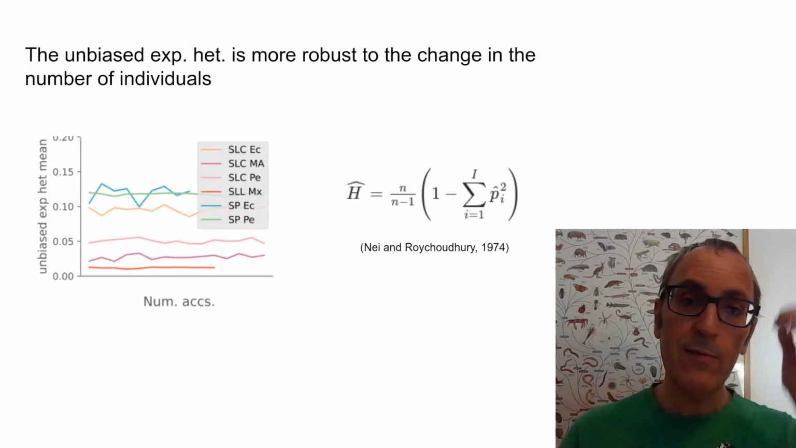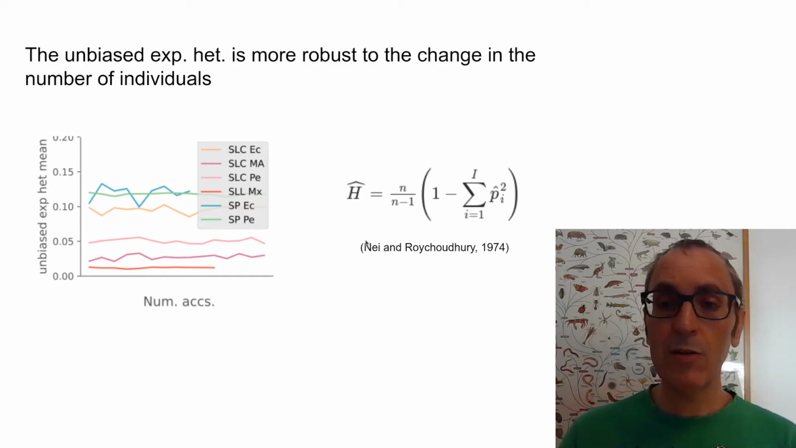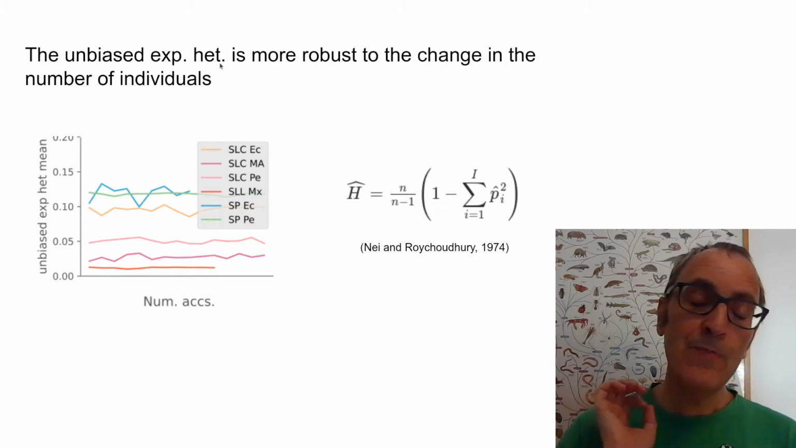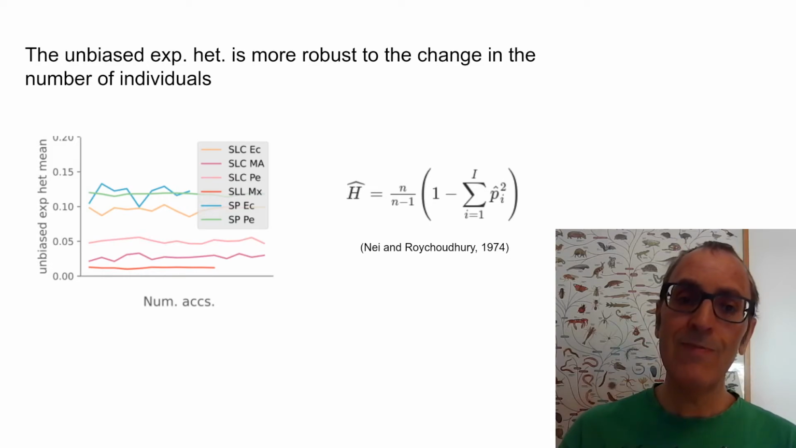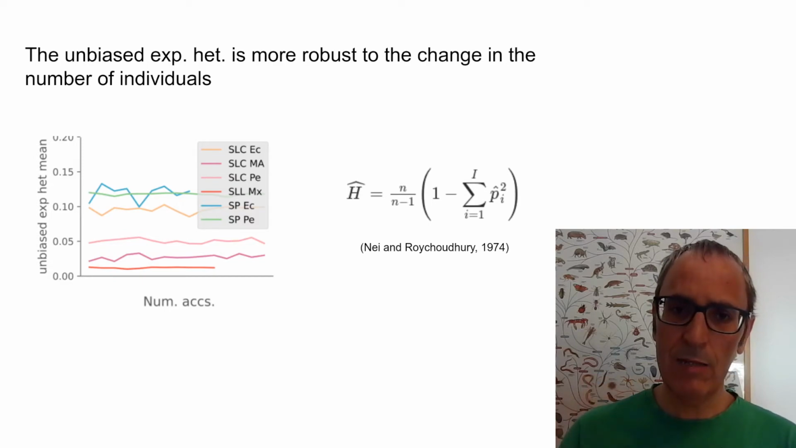One alternative is to use a modified expected heterozygosity called unbiased expected heterozygosity, whose definition is precisely established to avoid this problem. So the unbiased expected heterozygosity does not depend so much on the number of individuals, but it also depends a little bit on the number of individuals, so you have to be careful.